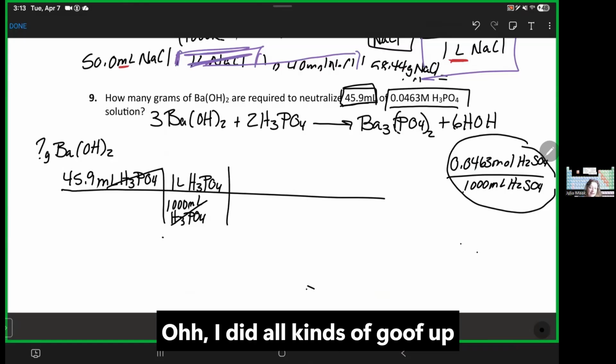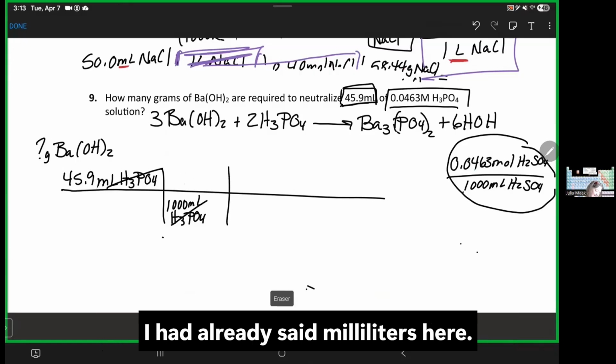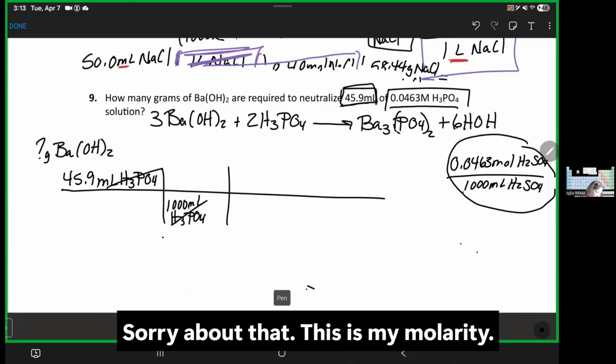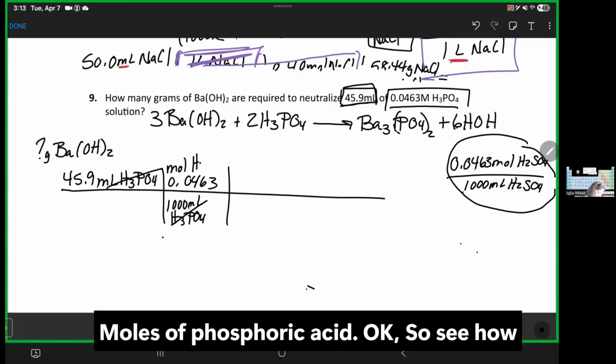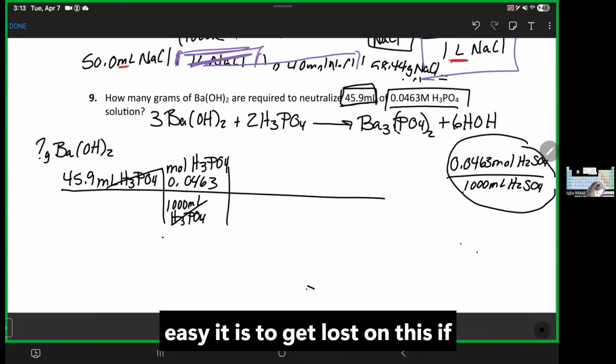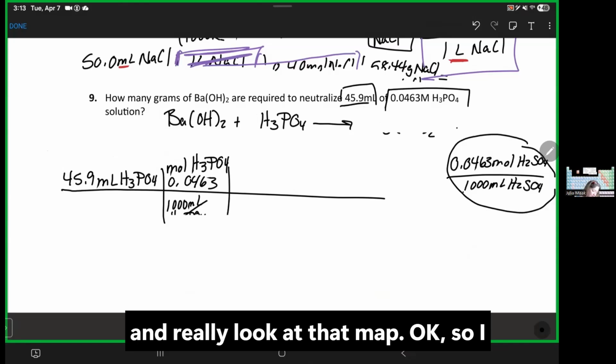Oh, I did all kinds of goof up on this. I didn't need to convert because I had already said milliliters here. Sorry about that. This is my molarity, 0.463 moles of phosphoric acid. Okay, so see how easy it is to get lost on this if you don't stop and really think about it and really look at that map.